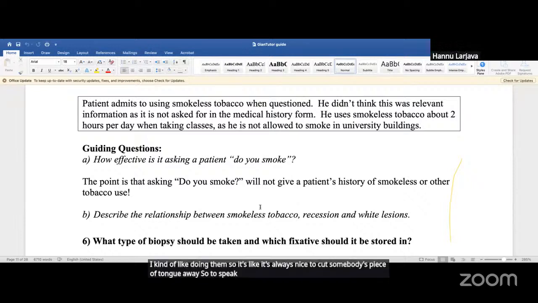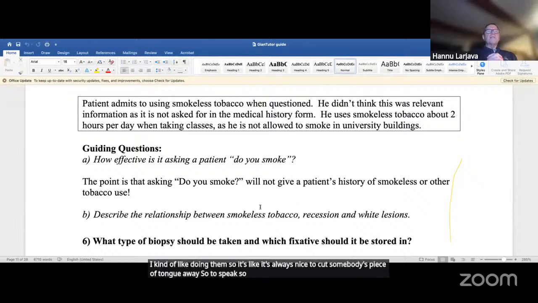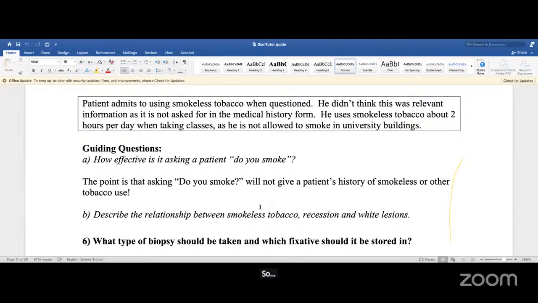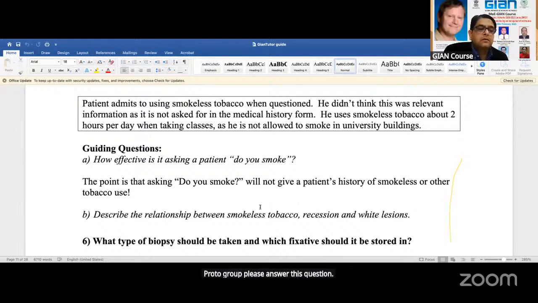So what kind of biopsy would you take, and which fixative? This question should be answered by PGIDS Rohtak group. Please answer this question. Yes, sir.